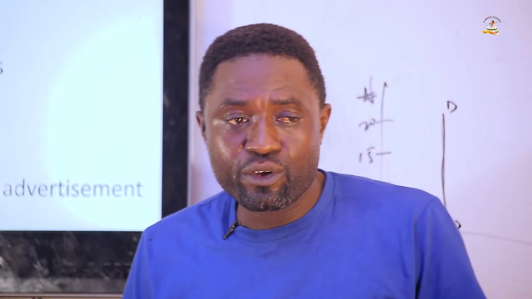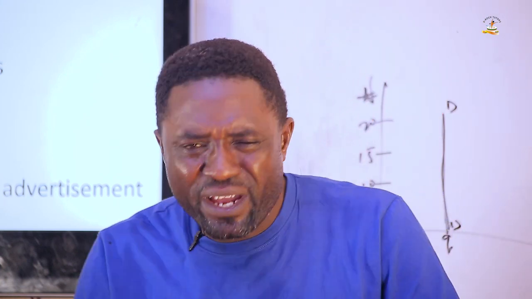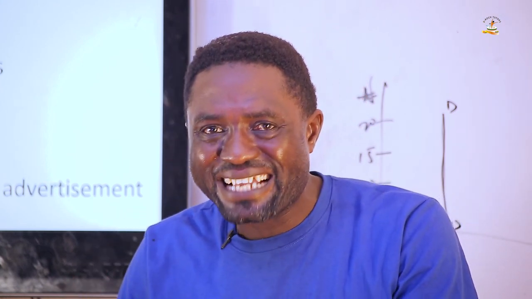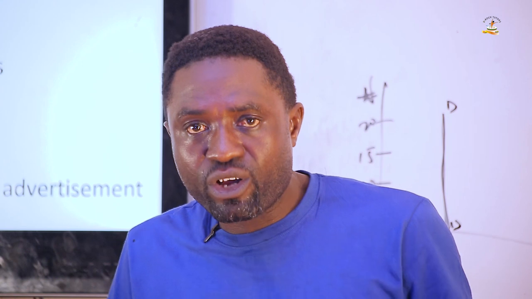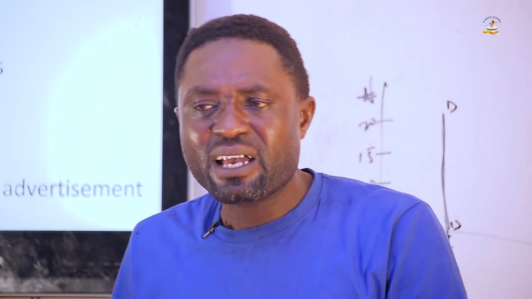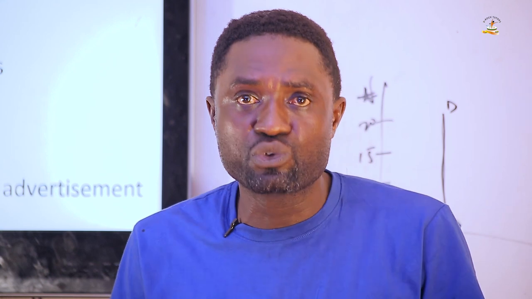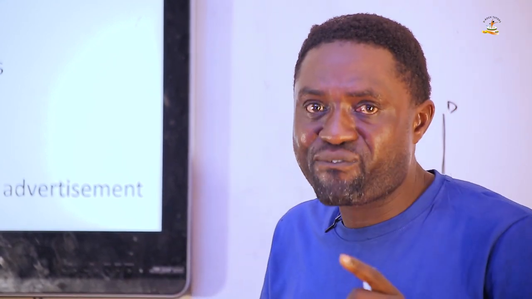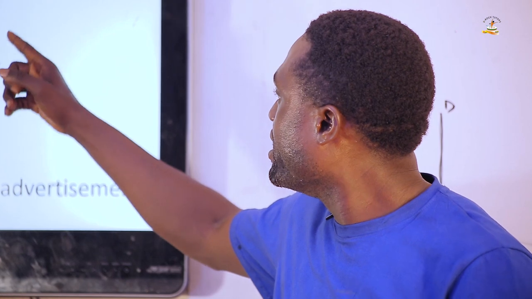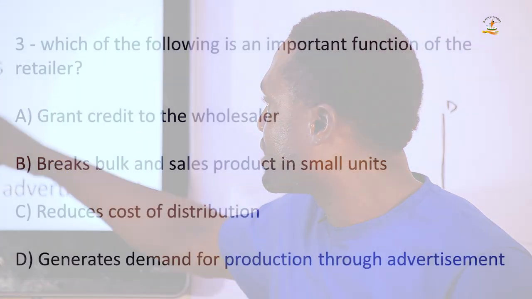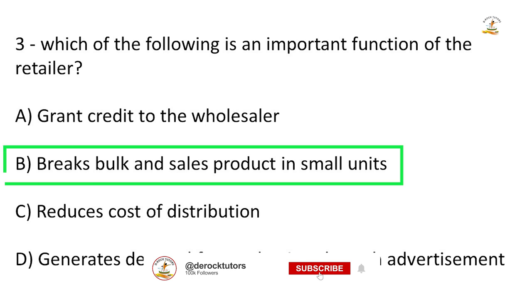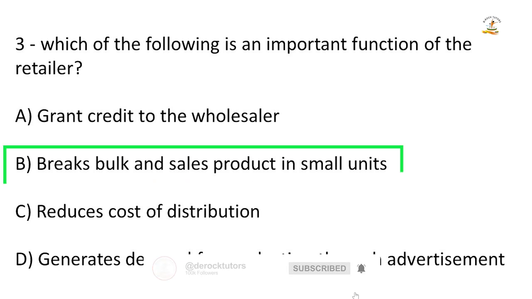They break bulk. They can buy packets of biscuits, sachet water, different bags, different kinds of products. They get it in their shop, and the consumers come to their shop to buy whatever they want. Some will tell them they want to buy biscuit. Some will tell them I want to buy sachet water. They have varieties of goods that they can buy. So it's a perfect function of a retailer. A, grant credit to the wholesaler, is not it. So the answer is they break bulk and sell products in small units.